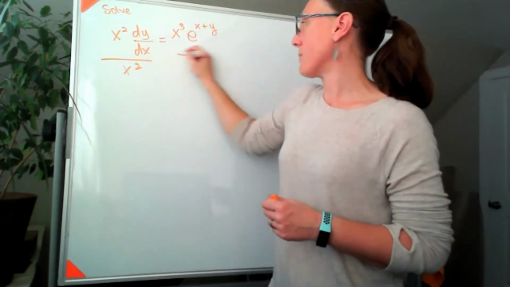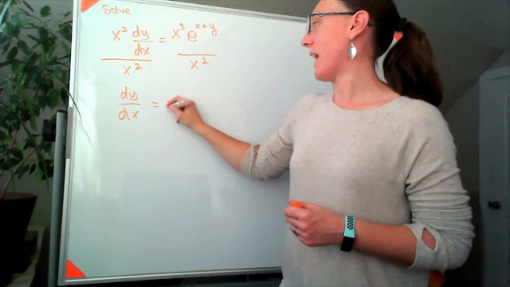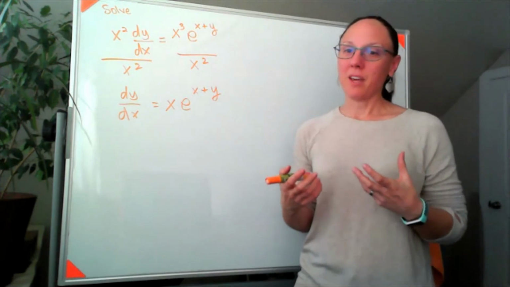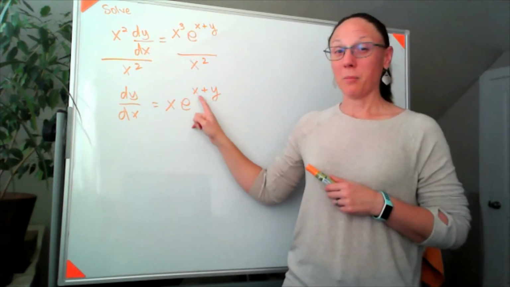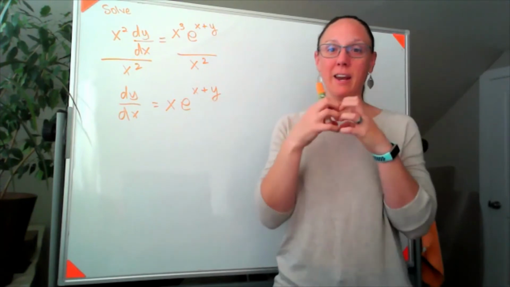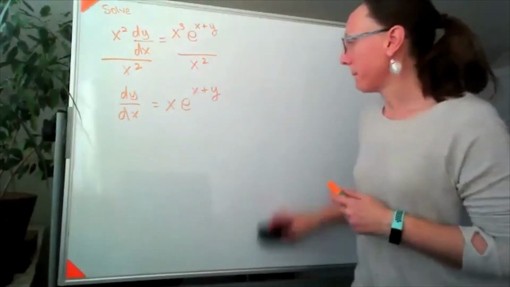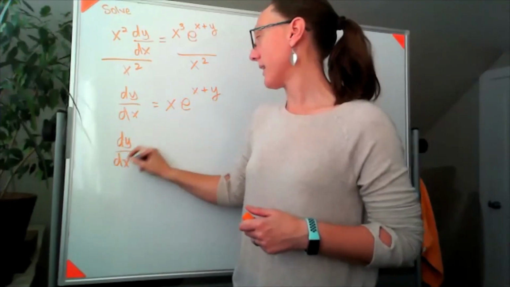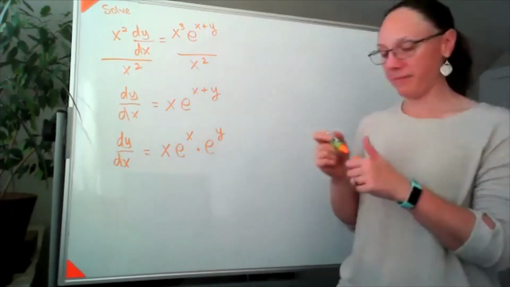So if I divide both sides by x squared, then at least this becomes dy dx is equal to x times e to the x plus y. Now, it may not be immediately obvious how to separate this last part, but I'm going to use that same trick that we used a few minutes ago, where I have addition in that exponent, and I'm going to break that apart to say e to the x times e to the y. So this will become dy dx is equal to x e to the x times e to the y.